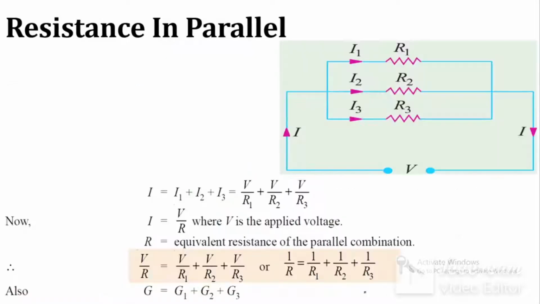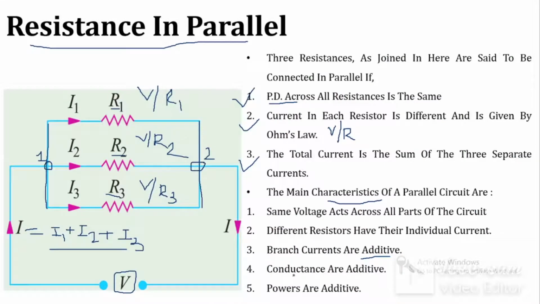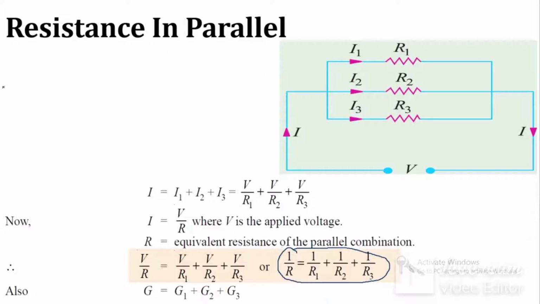That means the total resistance, or equivalent resistance, we already know that 1 upon R equivalent is equal to 1 upon R1 plus 1 upon R2 plus 1 upon R3. So we can take their inverse. So G is equal to G1 plus G2 plus G3. So we can say that conductances are additive and power is also additive. So this is the equivalent resistance formula that we have already learned in our previous semester.